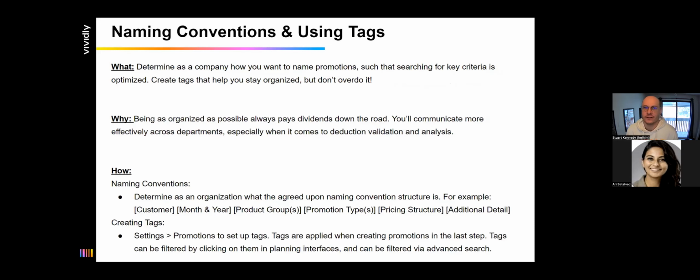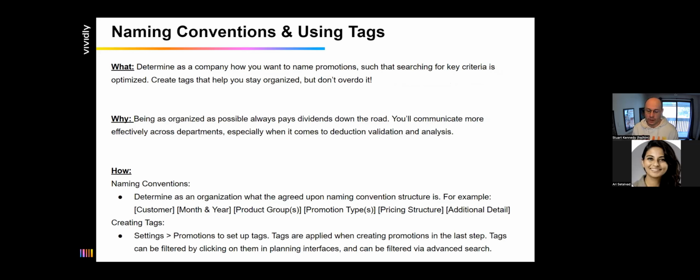Next up, naming conventions. This seems really simple, but it is so important. And brands where I see they are being really, really OCD about their naming conventions, it just keeps them super organized. It's so much easier to understand all the data. And the other aspect we have in Vividly is tags. So the first step here really is, as an organization, decide what do we want our naming convention to be?